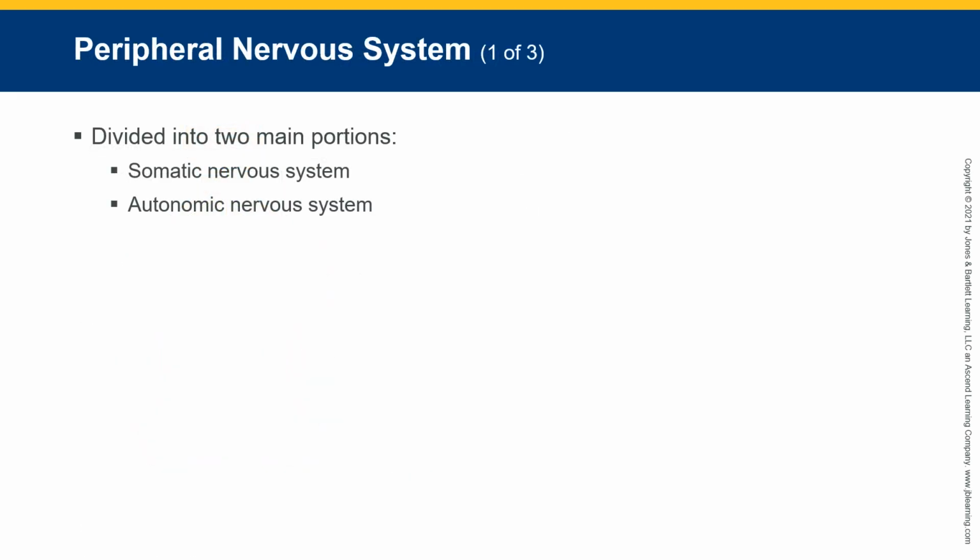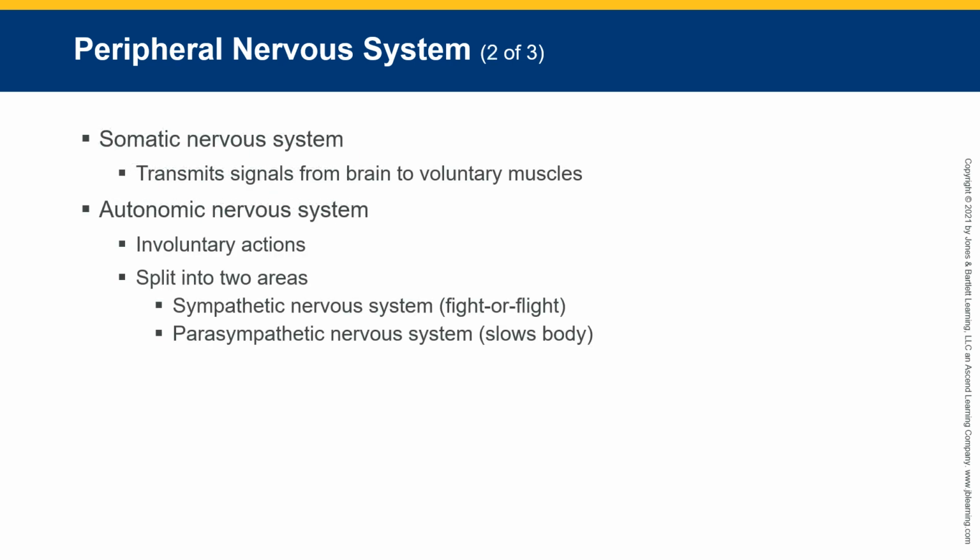The peripheral nervous system is divided into two main portions, your somatic nervous system and your autonomic nervous system. Your somatic nervous system transmits signals from the brain to your voluntary muscles, your arms, legs, shoulders, whatever. The autonomic nervous system is your involuntary actions. You don't tell your body to breathe. You don't tell your body to digest the donut you just ate. You don't tell the blood, make sure you go from my heart to my leg this time, because my leg's asleep.